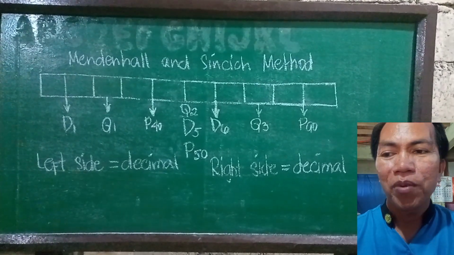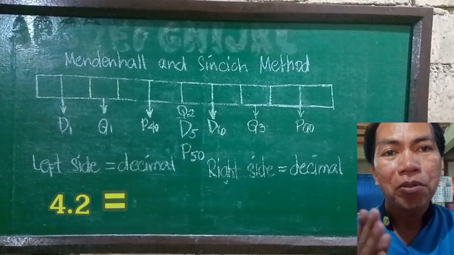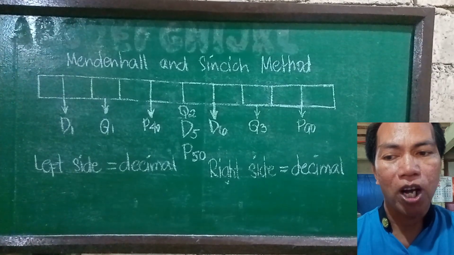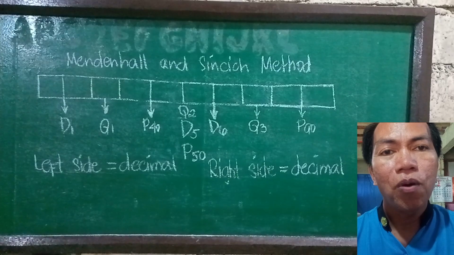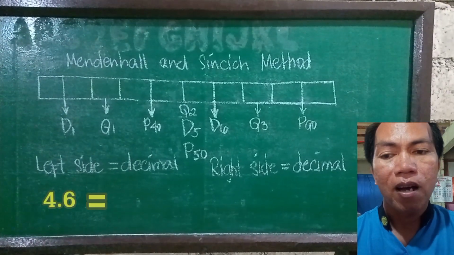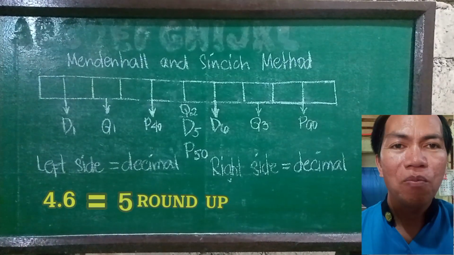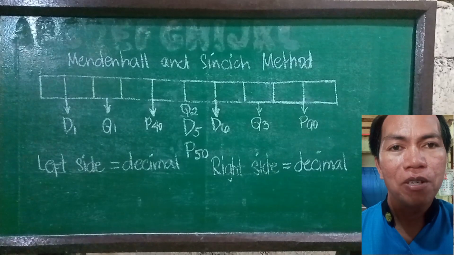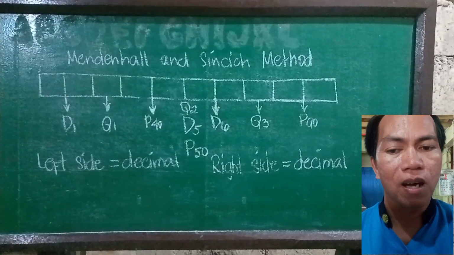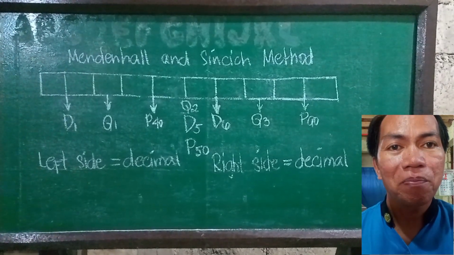Let us say, for example, we have computed 4.2. That means ang position na ilolocate natin ay 5 kasi i-round up natin siya. On the other hand, kung ang computed value naman natin ay 4.6, that means ang ilolocate pa rin nating value ng position ay 5. How about we try to compute the measures of possession that is located at the right side of the data, where the scores are greater than 50%.